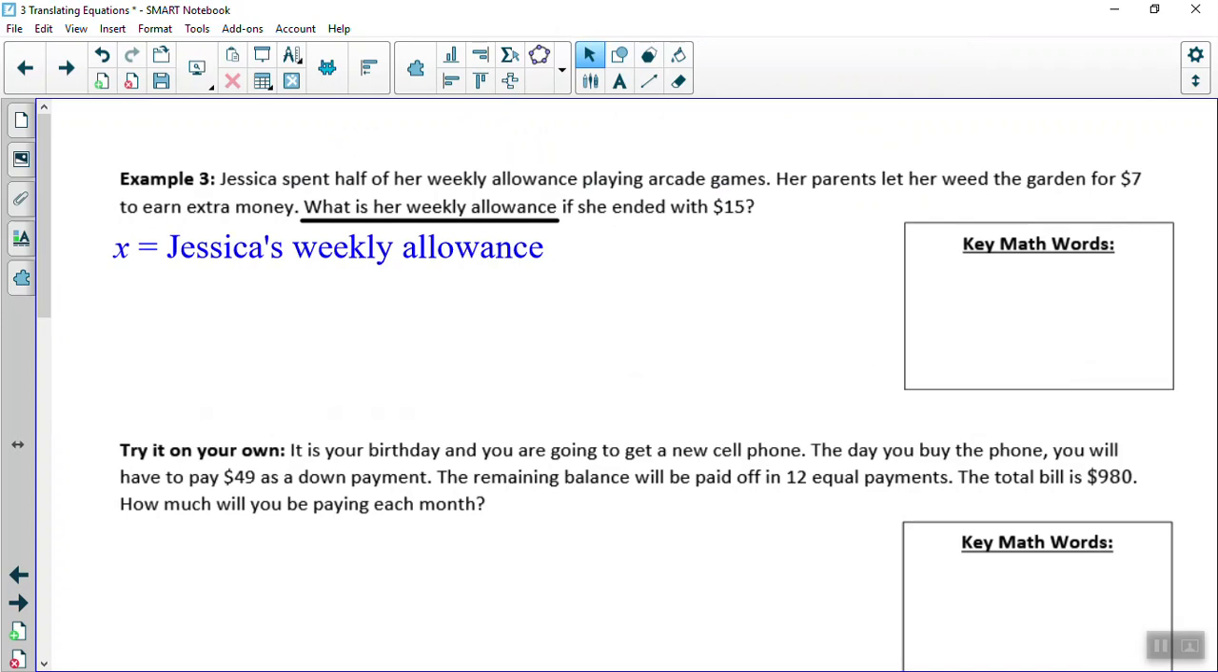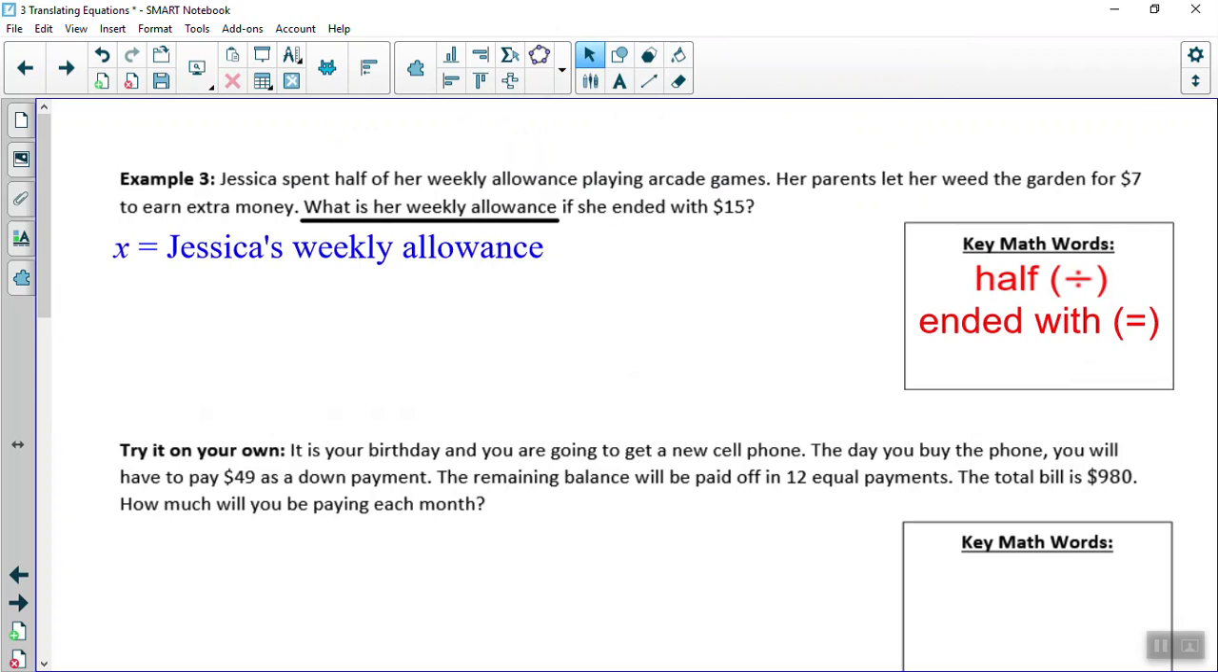All right, so let's go through our key terms. So we have half. Jessica spent half of her weekly allowance playing arcade games. So half of her weekly allowance, that means we're going to divide. It could also mean that we're going to multiply. We could multiply by half or divide by 2. So whenever we see half, we can divide by 2, or we can multiply by 1/2. Then we have ended with, that's our equals.